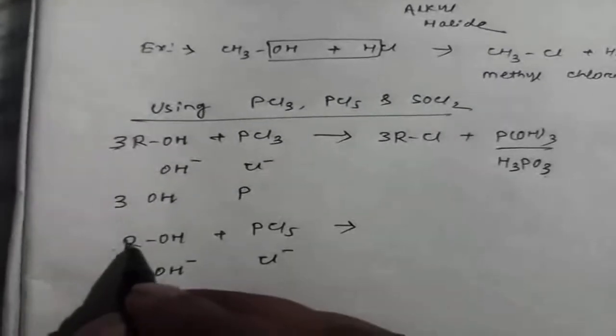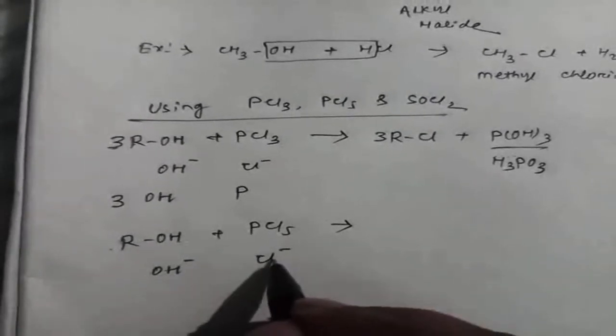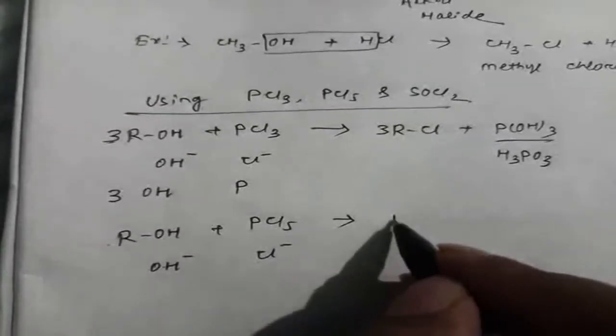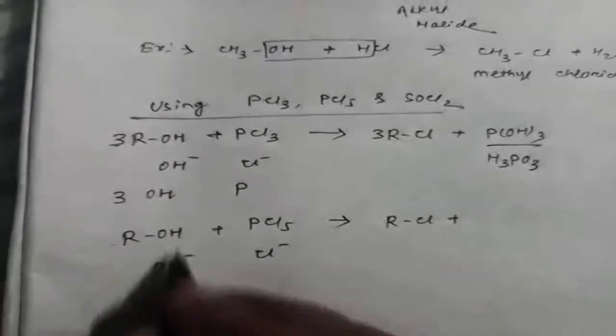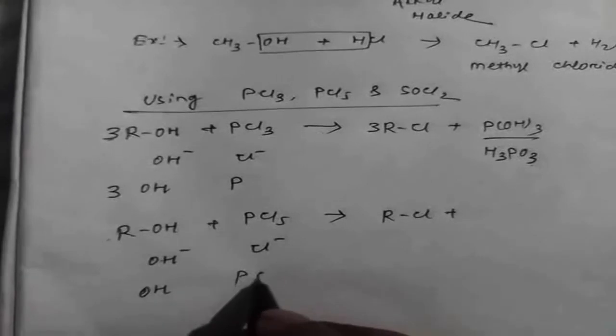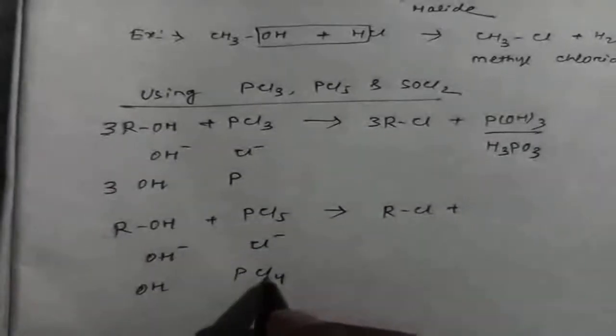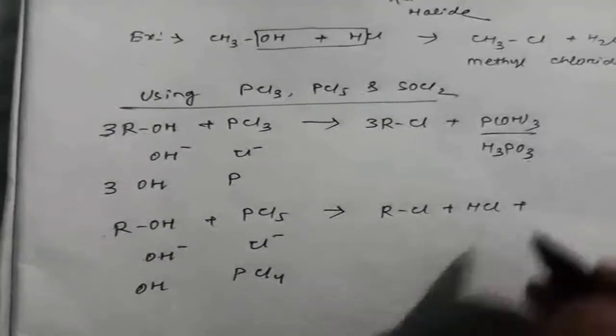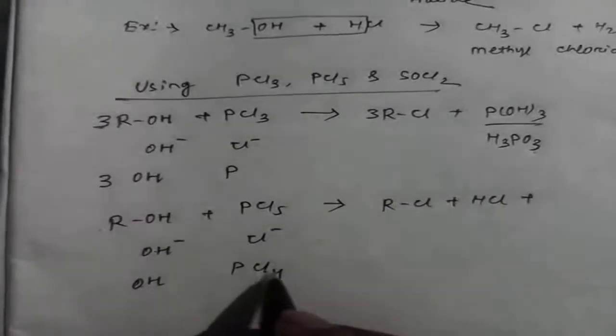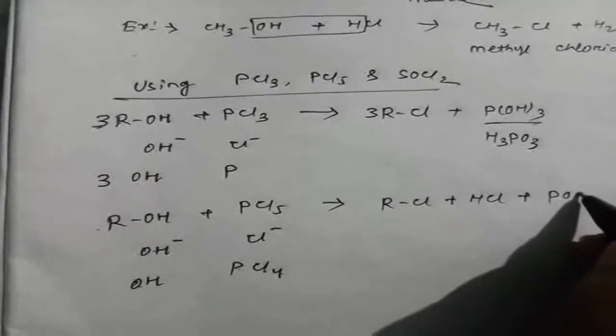So first R reacts, OH and Cl minus nucleophilic substitution reaction gives RCl. The remaining product is OH PCl4; 1 HCl combines to give HCl, remaining PO and 3 molecules of chlorine, that is POCl3.